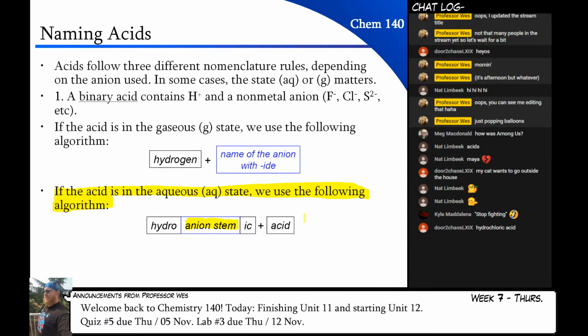So, for example, one of the acids that we're going to name is hydrochloric acid. If I had this acid and it was aqueous, then the anion is chloride. We get rid of the ide, and what's left is the anion stem. So this would be hydrochloric acid. Or hydrobromic acid, or hydroiodic acid, so on and so forth.